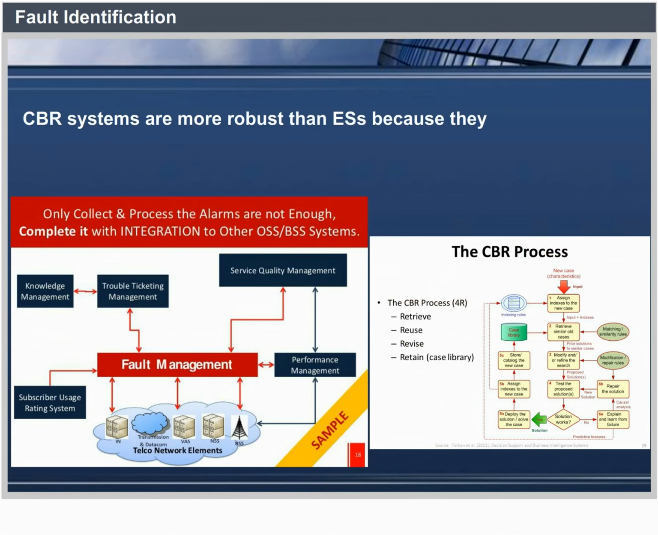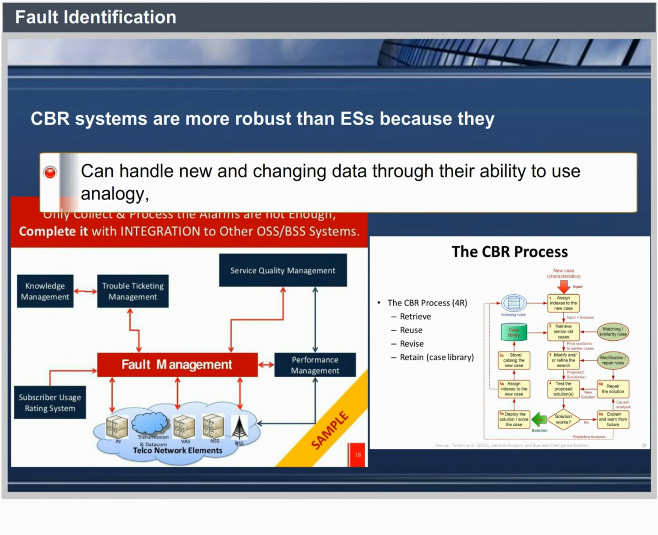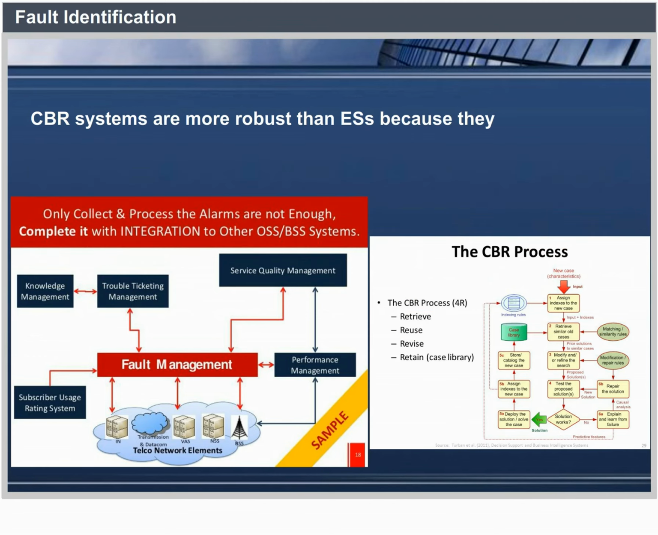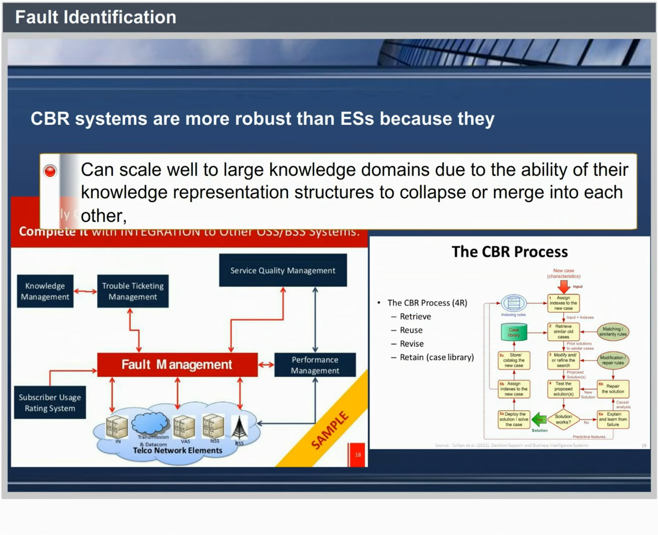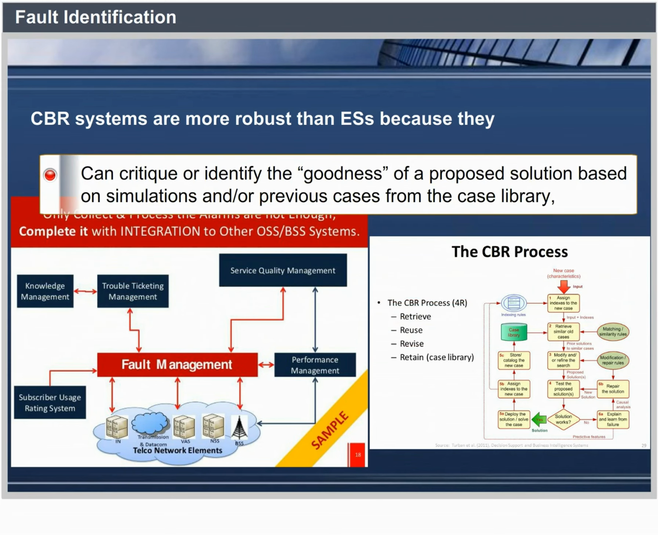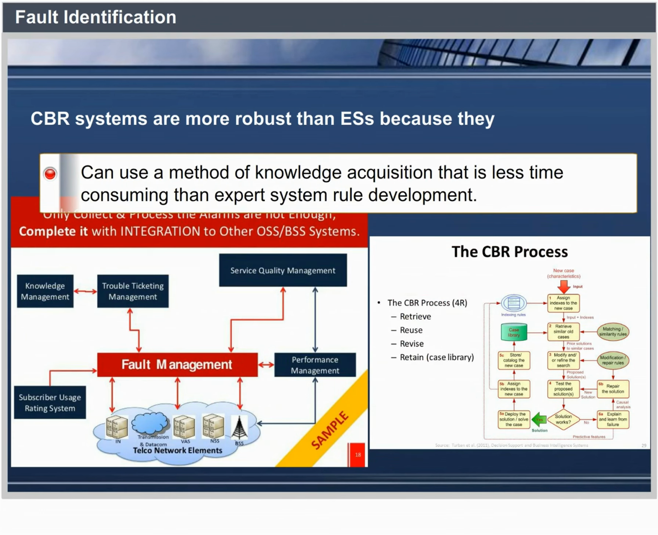CBR systems are more robust than ES because they can handle new and changing data through their ability to use analogy, can learn from experience through the acquisition of new cases, can scale well to large knowledge domains due to the ability of their knowledge representation structures to collapse or merge into each other, do not require extensive maintenance, can critique or identify the goodness of a proposed solution based on simulations and or previous cases from the case library, can use a method of knowledge acquisition that is less time consuming than expert system rule development.